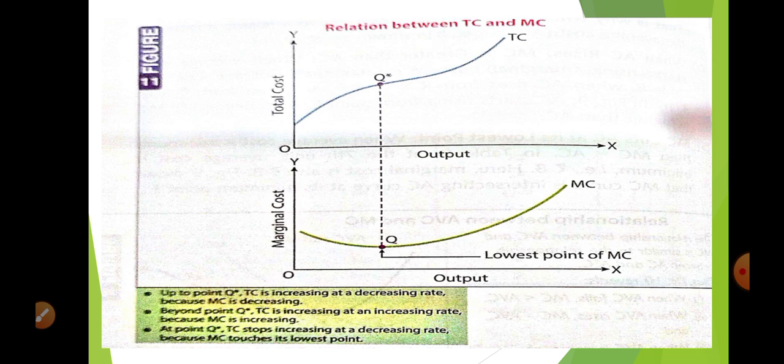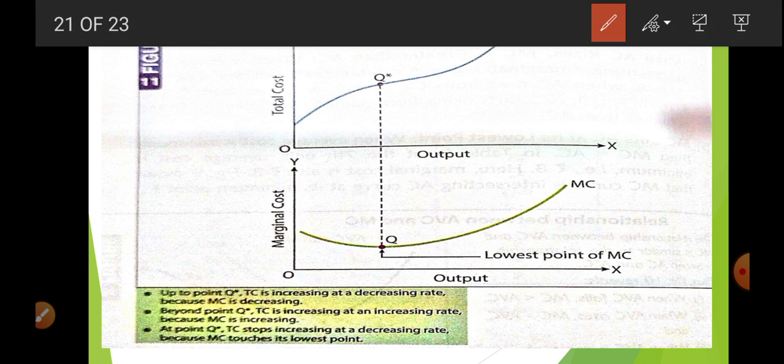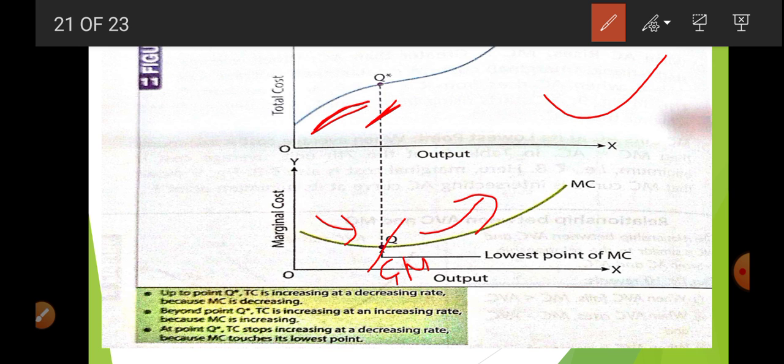Now, this is the last relation, between TC and MC. Initially, we know MC is U-shaped, so till Q it decreases. Here it is constant, or it is minimum and constant. After that, it starts to increase. So here TC increases at a diminishing rate. Here it is a constant rate. After that, an increasing rate. So that is written here. Up to the point Q, TC increases at a diminishing rate. Beyond the point Q, TC increases at an increasing rate. And at point Q, MC touches its lowest point.